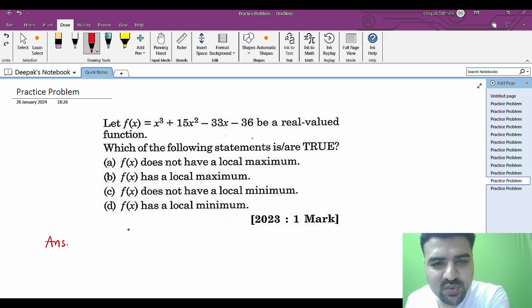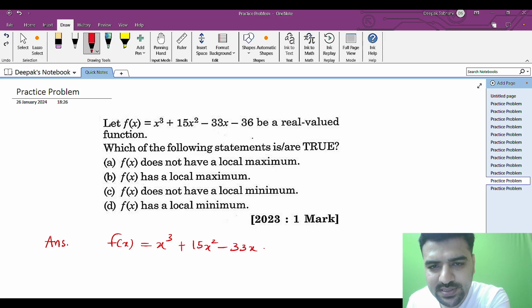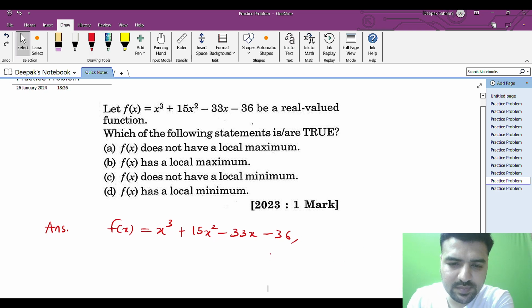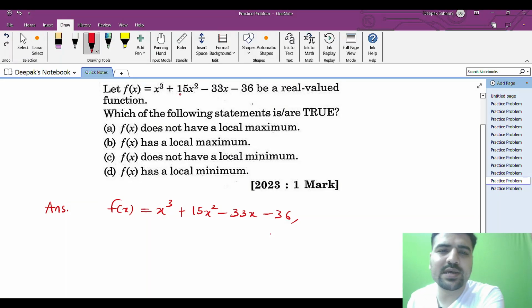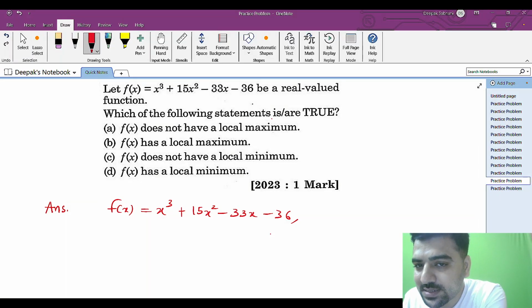f(x) equals x cube plus 15x square minus 33x minus 36. Now, what they are asking, if you can see the option, a very important thing is "is or are correct".